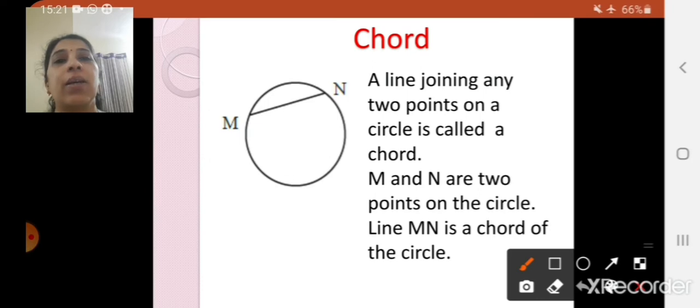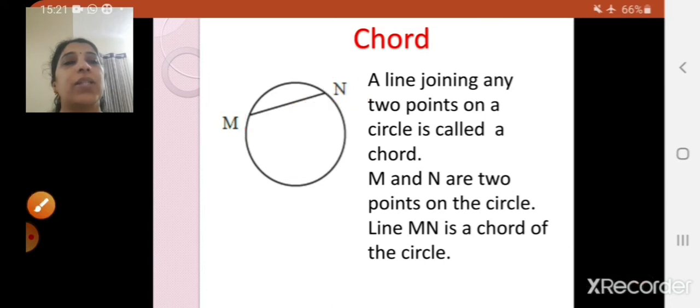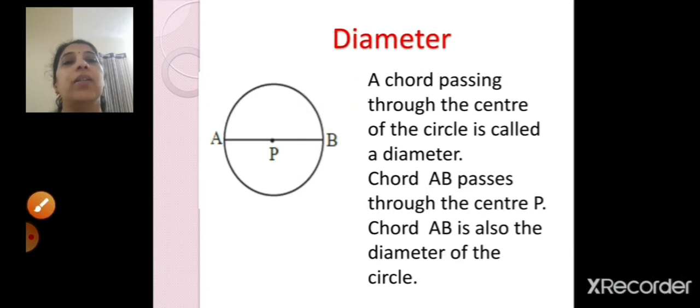Now you can see a point M is there on the circle and the point N is there on the circle. So when you join these two points, this is called the chord of the circle, right? So line MN is called the chord of the circle. What is the third component? Third component is the diameter.